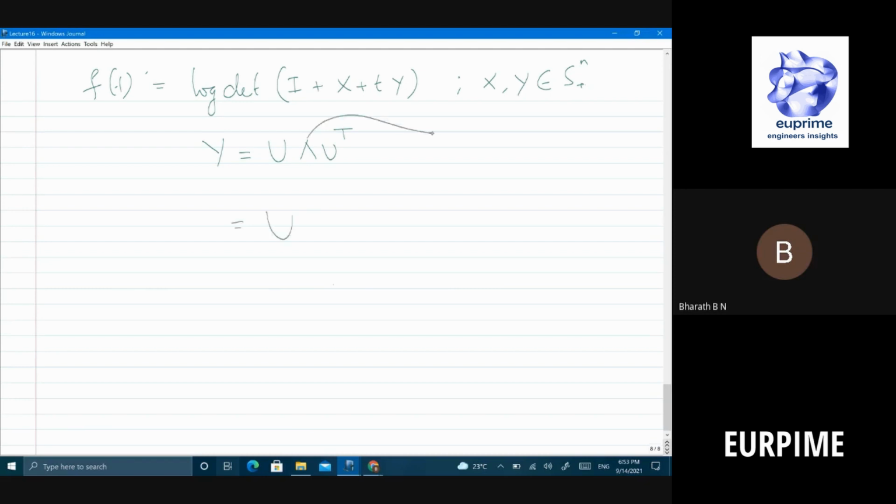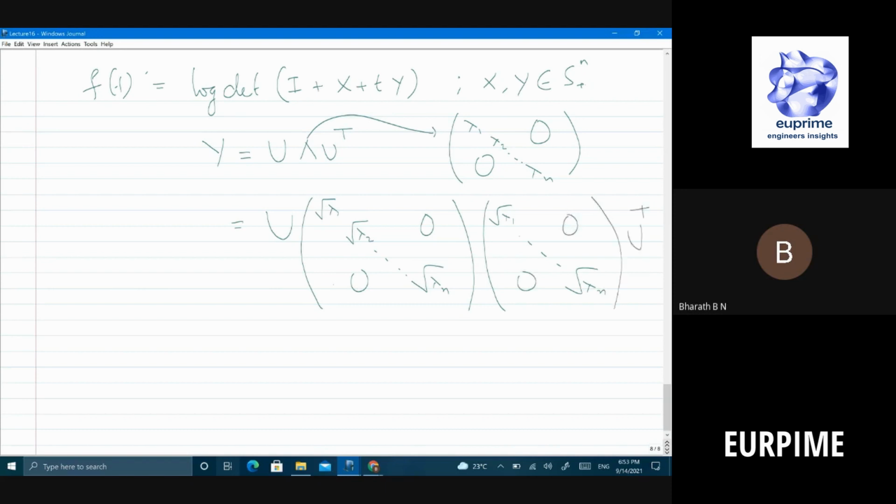What is lambda here? This lambda is like this, lambda 1, up to lambda n, right? A diagonal matrix with the diagonal entries being eigenvalues. So now I can write this as root lambda 1, root lambda 2, up to root lambda n, times root lambda 1, up to root lambda n, with zeros elsewhere, then u transpose. I can write this. When you multiply these two, what do we get?